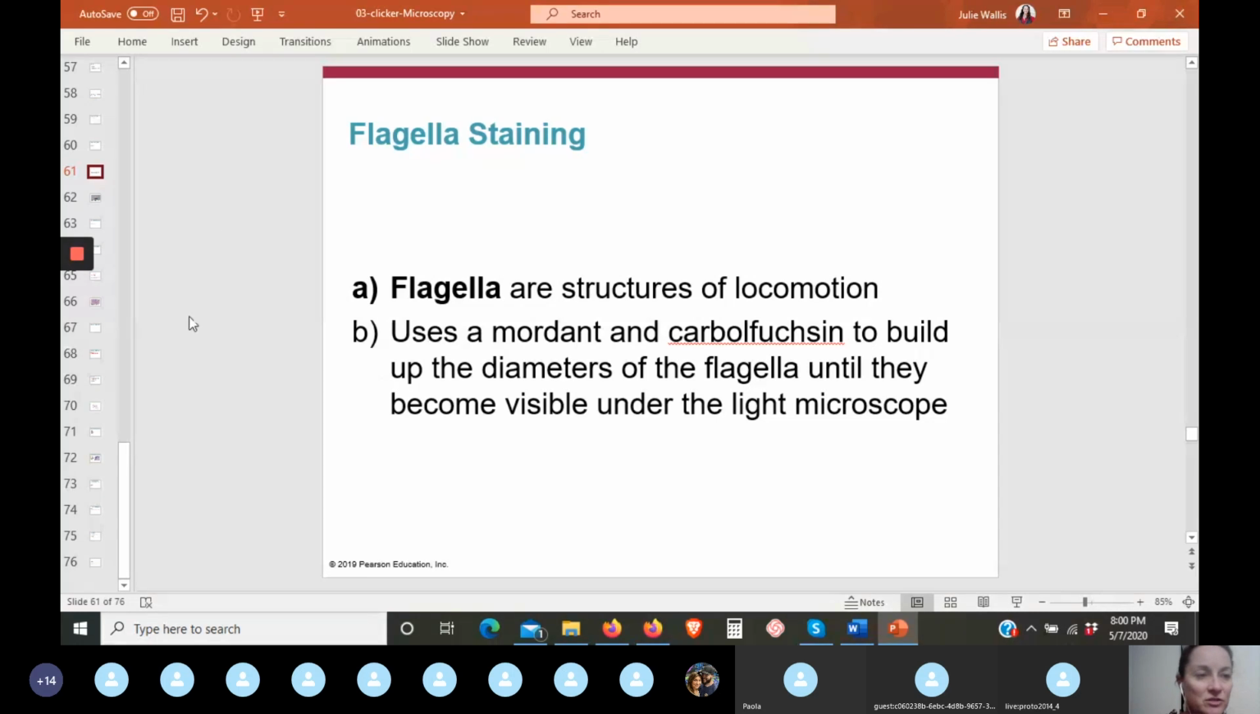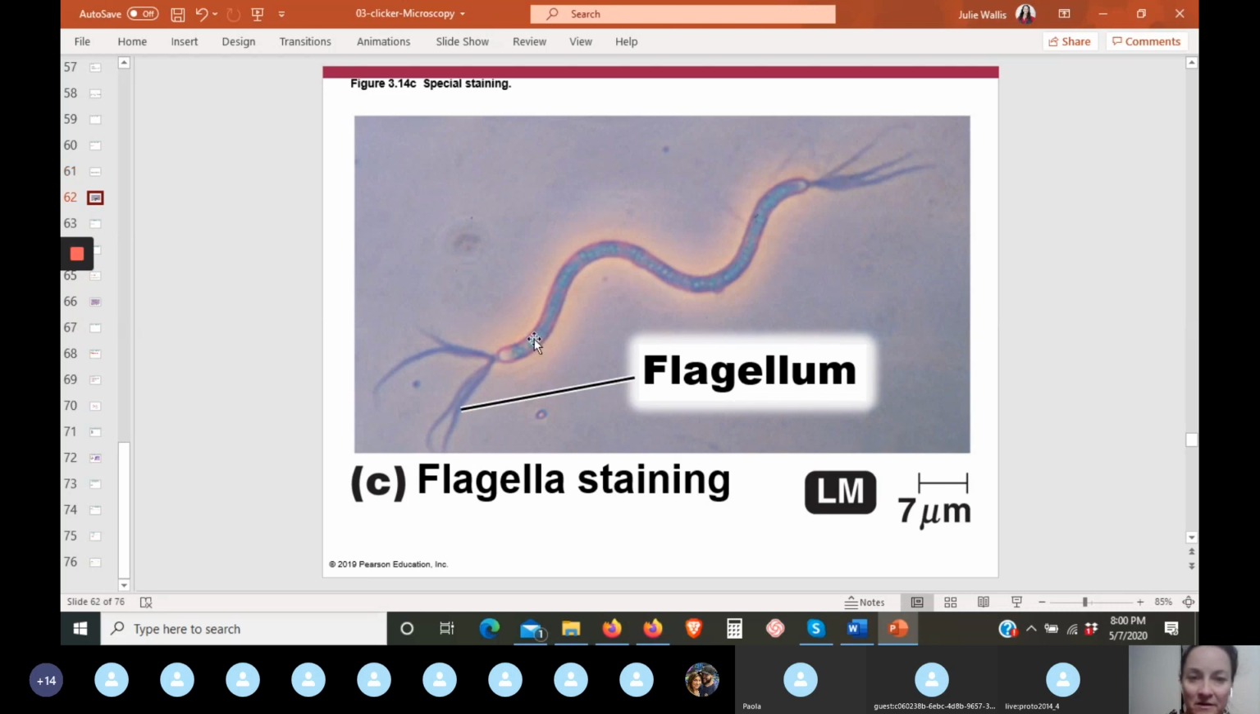Flagella are tail-like structures that allow for movement, and this just reiterates that. This is showing you a spiral or spirillum bacteria, and it has the flagella at the end.